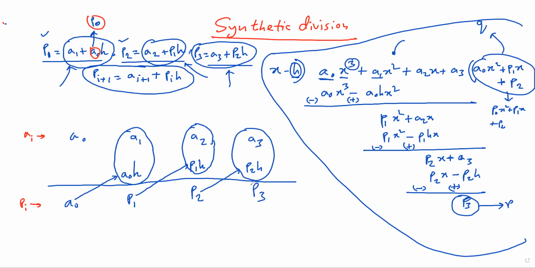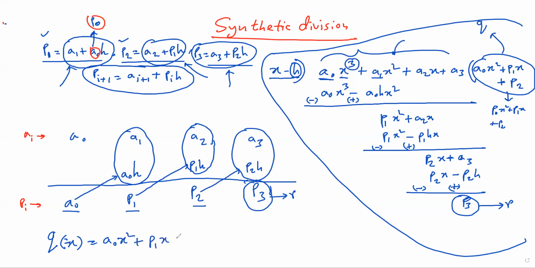Again, multiply this by H to write P2H here and add these two to get P3 and so on. At the last end, the last entry is going to be the remainder, and the quotient should be a function of x. Start with A naught, and since we are dividing by a linear term and the initial expression was a cubic, we start with a quadratic term: A naught x squared plus P1x plus P2. So this is the quotient, and the remainder is P3. This is how we can do a division much faster than writing all these on the right-hand side of the whiteboard.